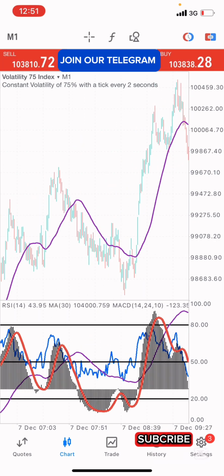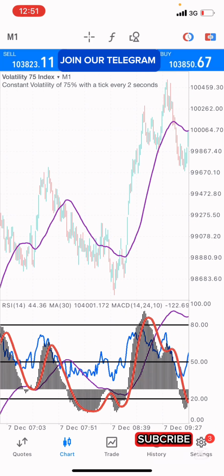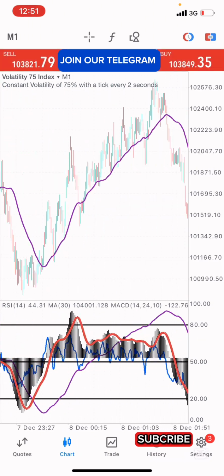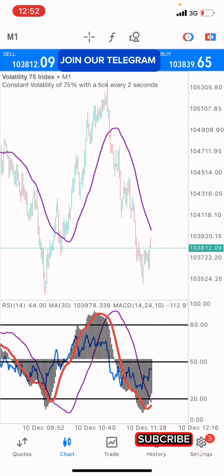So now that we're on this market, we currently see the pattern of the market right here. Currently the market is going towards a downward trend, meaning it's going to the oversold position, right? Going towards the oversold region.